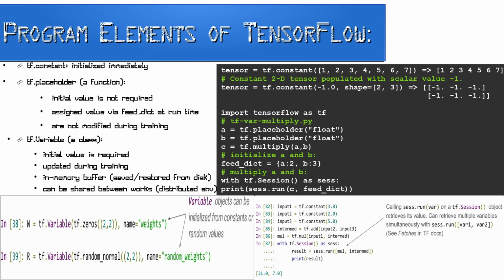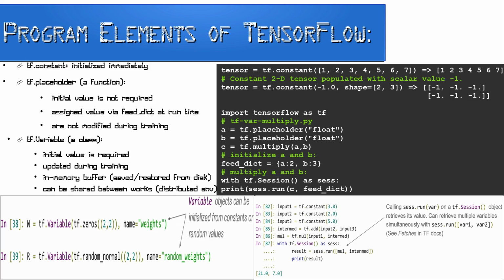tf.Variable is a class with the following characteristics. That is, a tf.Variable initial value is required, a tf.Variable is updated during training, a tf.Variable in-memory buffer is saved or restored from the disk, and a tf.Variable can be shared between workers in a distributed environment. In a trained model, we use variables to hold and update parameters. Variables are in-memory buffers containing tensors. So this is a kind of definition for variables. All tensors we have used previously have been constant tensors, not variables. TensorFlow variables must be initialized before they have values.